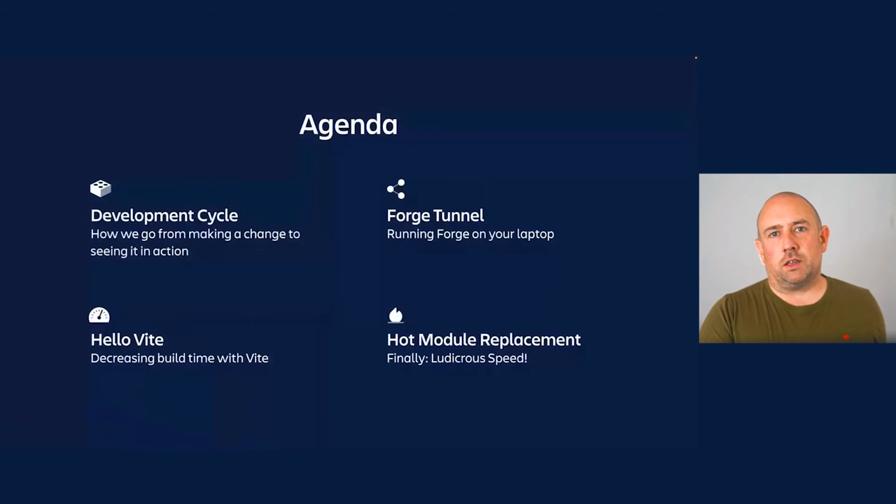We have 4 things I want to talk to you about today. That's the development cycle, how we go from making a change to our code to actually seeing it in action. We have Forge Tunnel, what is it, how does it work, how to set it up, and basically how you run Forge on your laptop. We say hello to Vite, next generation tooling, which really unlocks a lot of things for us. And we look at hot module replacement, which really is ludicrously fast.